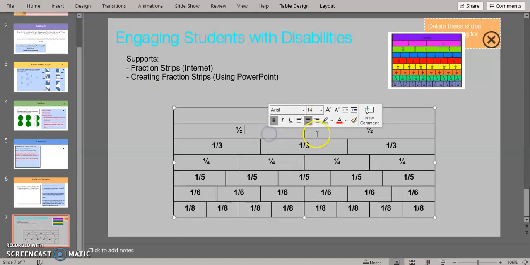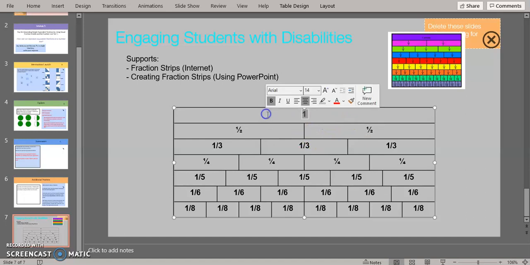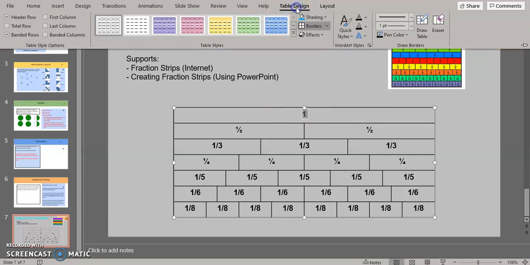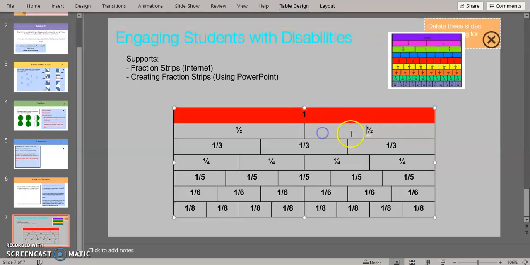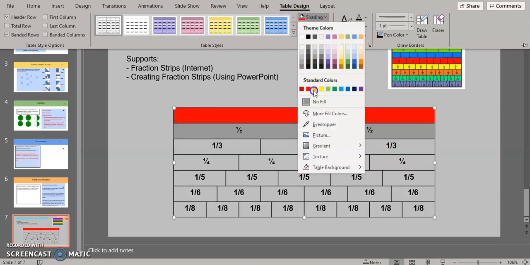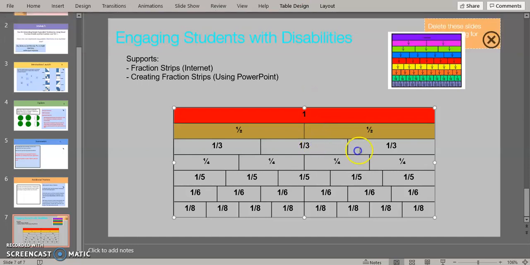Lastly, we're going to highlight everything. So we're going to make this colorful. So the first bar, I highlighted the first bar, so I'll do that again. Go to Table Design. We're going to go to Shading. And I'm going to use the standard colors. So I'm going to choose this bright red. And it would be nice to do the same thing and kind of show orange and so on.